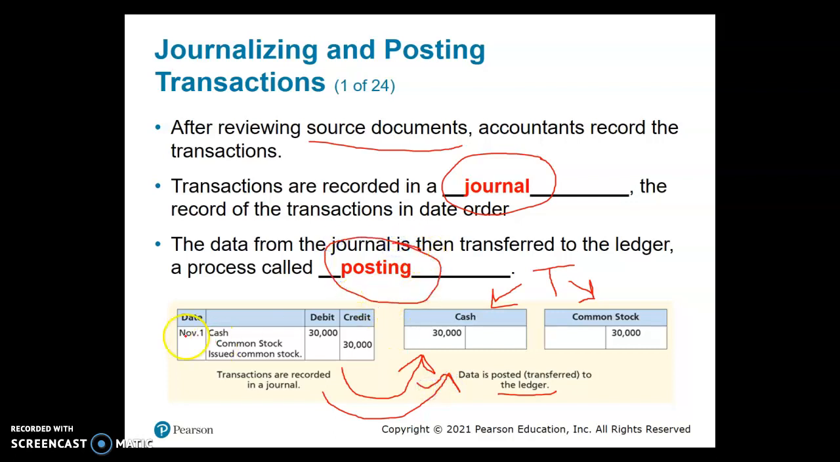The journal entry is November 1st. We received $30,000 cash in exchange for issuing common stock. So that's the journal entry. Notice you have the date. Here you have the account name, cash, common stock, and then debit or credit. We will continue going through examples in a later video.